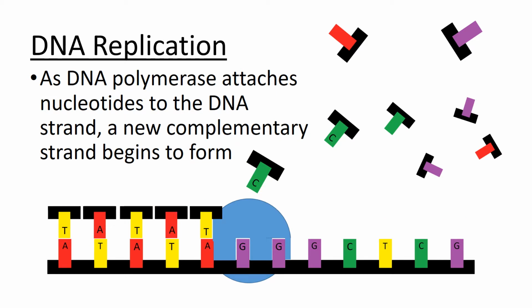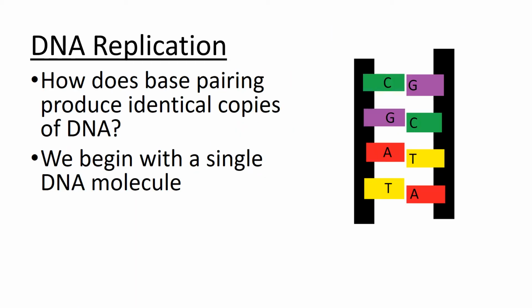So again, as DNA polymerase attaches nucleotides to the DNA strand, a new complementary strand begins to form. And this is our new complementary strand right here. So the DNA molecule is unzipped, and then the enzyme DNA polymerase moves along the unzipped strands of DNA, and it attaches free nucleotides, attaches them to each other and to the original strands, creating a new complementary strand. But how does this result in identical copies of DNA?